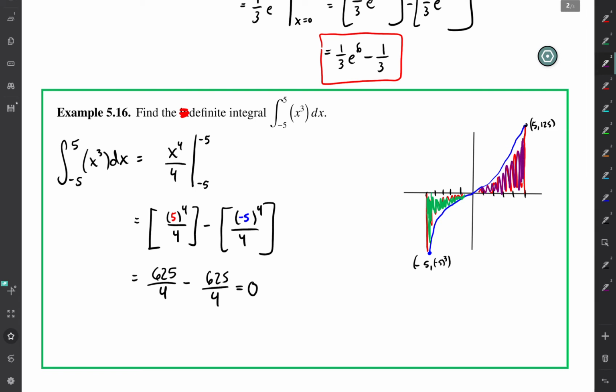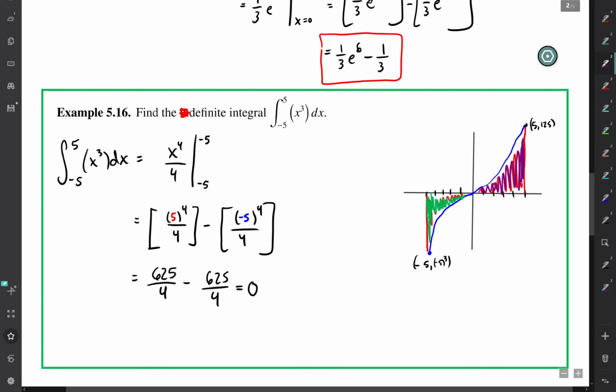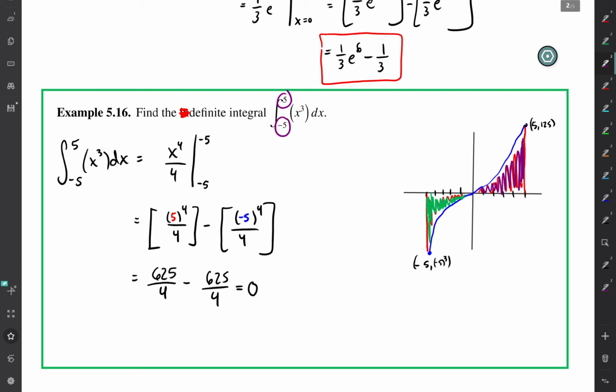Okay, and that's going to be true actually for any odd function. If you start with symmetric bounds like -5 and 5, symmetric about the origin, and you have an odd function that spends half of its time below the x-axis and half the time above over that region, then the area is going to be 0.